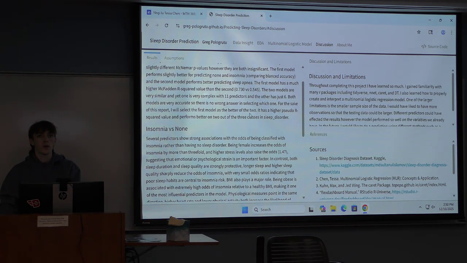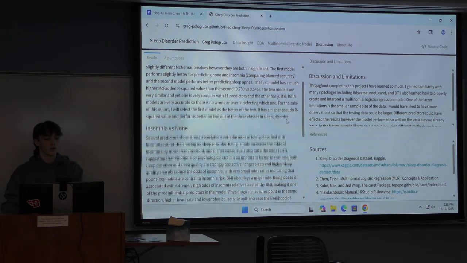However, the first one has a higher R-squared value. I do believe this could be due to it just having more predictors and not inflating the R-squared value. But both models are very accurate, and there's really no wrong answer to which one to go to. For this project, I just selected the first model since it has a higher pseudo R-squared value and it performs better on 2 out of 3 of the classes.